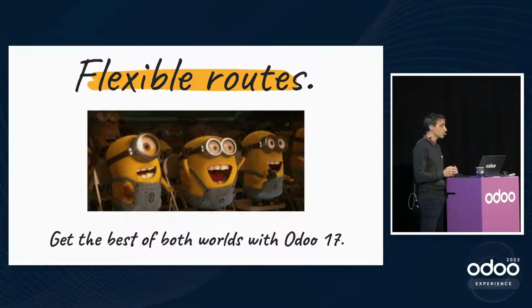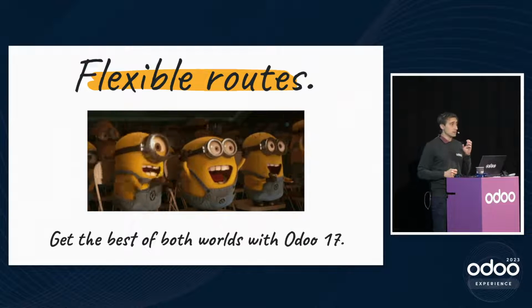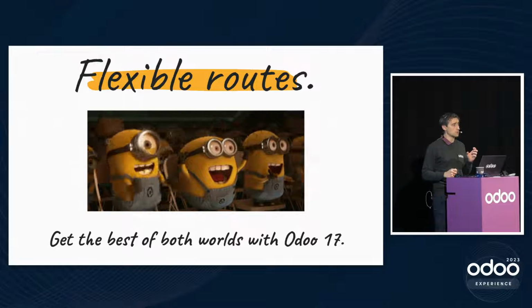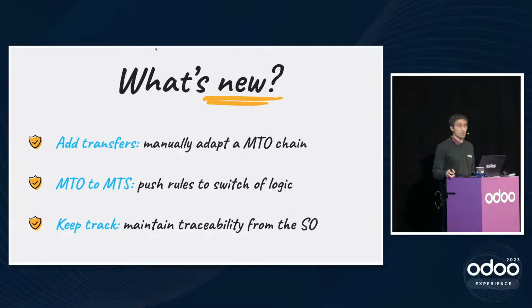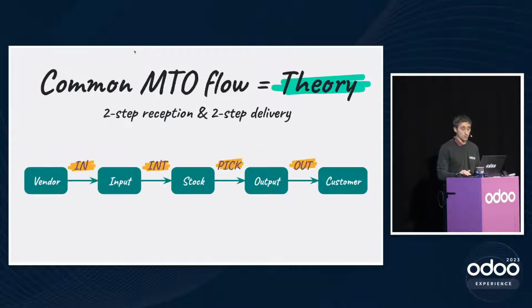And I have very good news for you guys. We have an opportunity to get the best of both worlds thanks to the flexible routes in Odoo 17. To do that, we have new opportunities. We can add a transfer in an MTO chain manually. We can switch the MTO chain into an FTS1 thanks to push rules. We can switch the logic, and we can finally also keep track of everything. Even if we add transfers, this will still be available from the website.